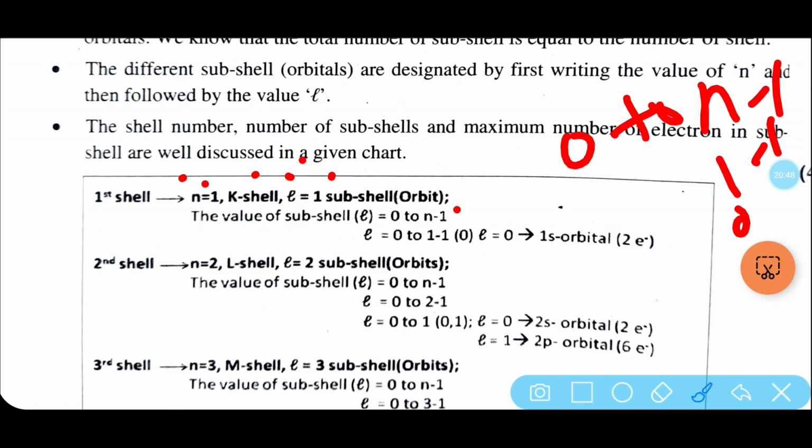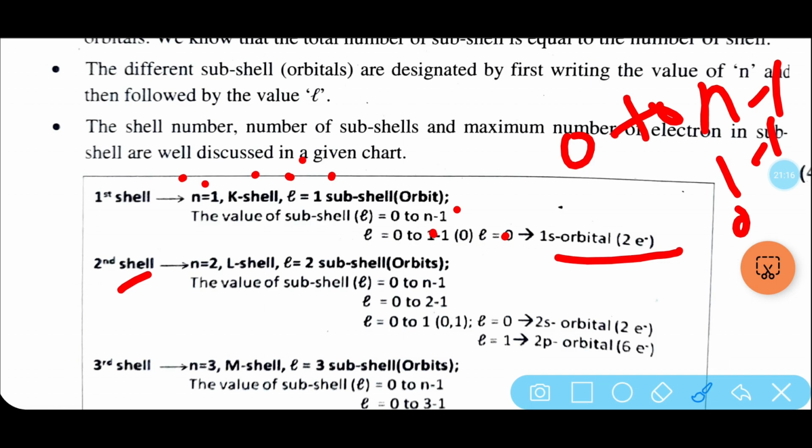Here we are putting the value of n is equal to 1, so we have the value of l is equal to 0. Then the 1s orbital is present in that shell, the K shell. There is a 1s orbital with 2 electrons. As we know, the number of electrons is 2n square, so the s orbital occupies 2 electrons.